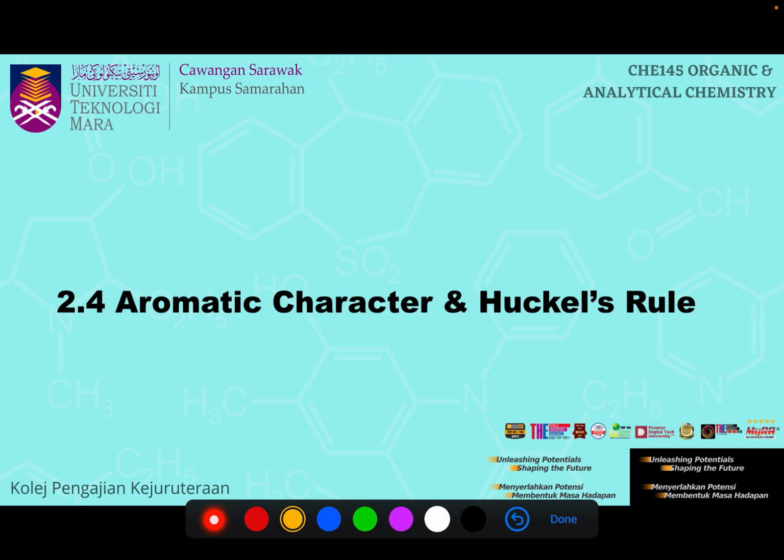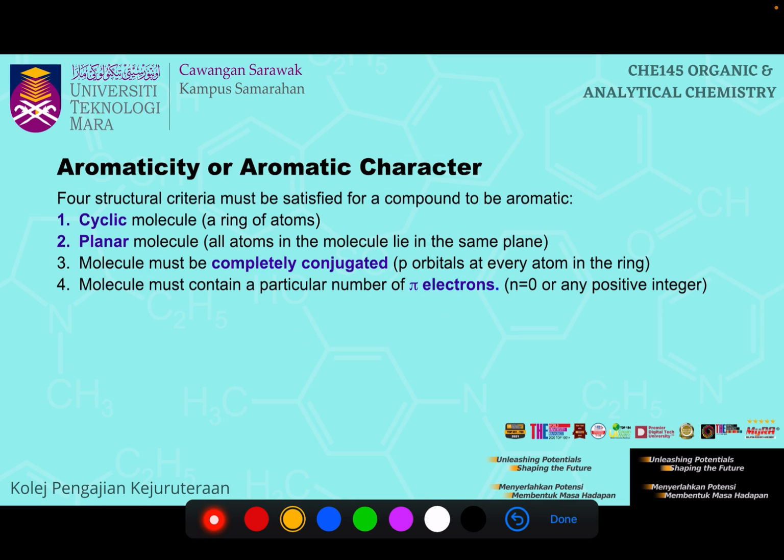Now, this is the part that is very important: benzene's aromatic character and Hückel's rule. What determines the aromatic character? Not all cyclic compounds are aromatic compounds. In order to know whether a substance is aromatic or not, it must fulfill four structural criteria for a compound to be aromatic.